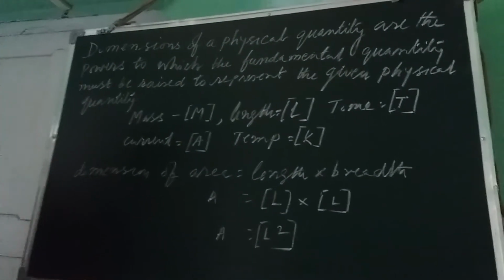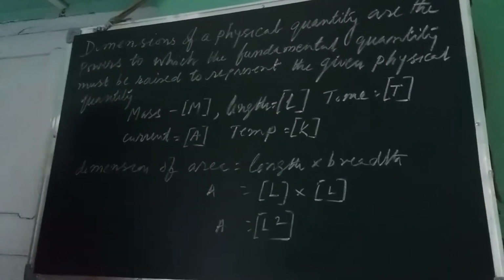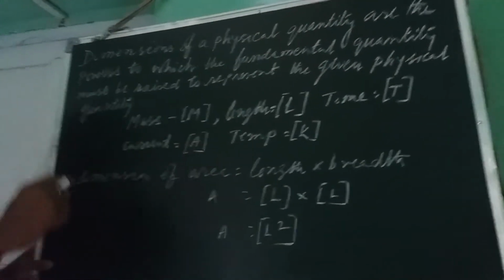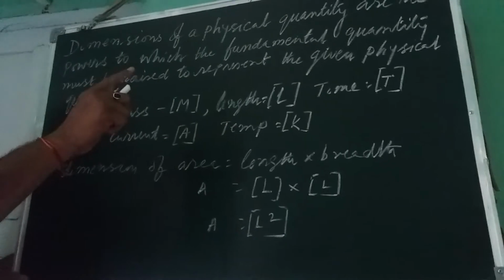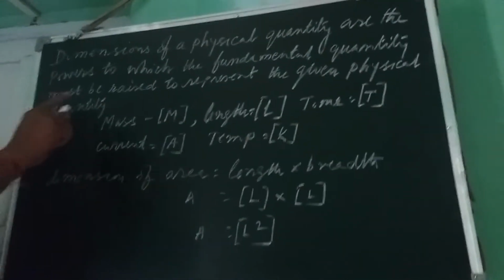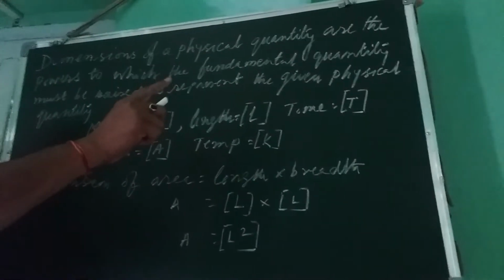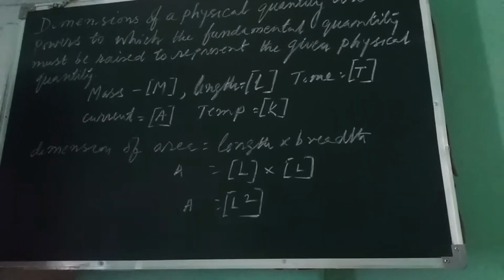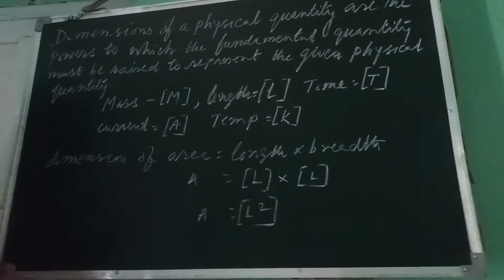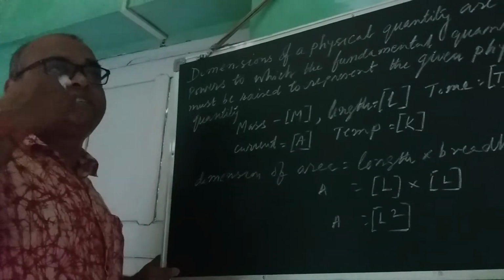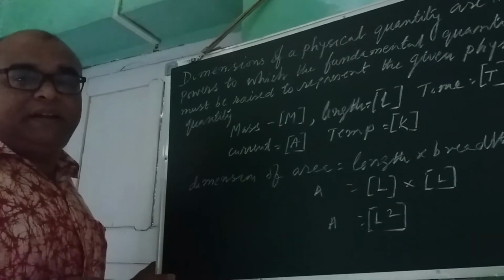What is the meaning of dimension? Dimensions of a physical quantity are the powers to which the fundamental quantities must be raised to represent the given physical quantity. That means there is a fundamental quantity, and to what extent it is raised will be determined with the help of the dimension.